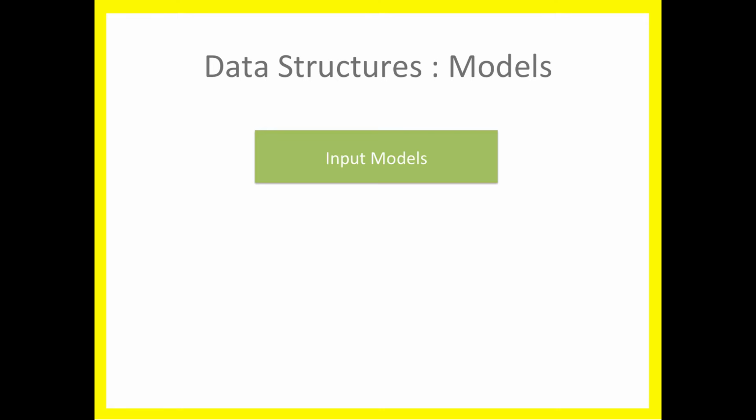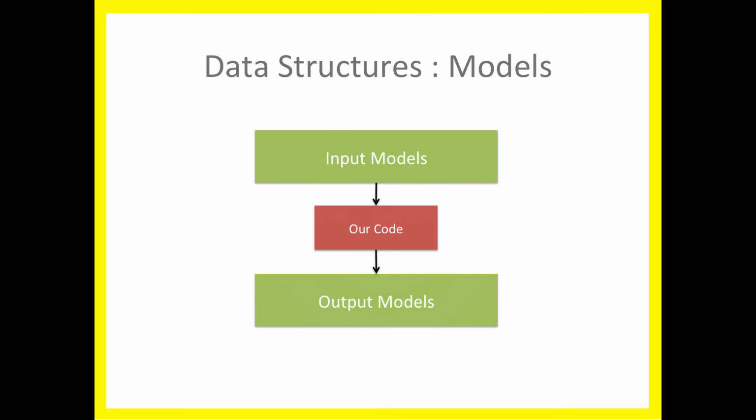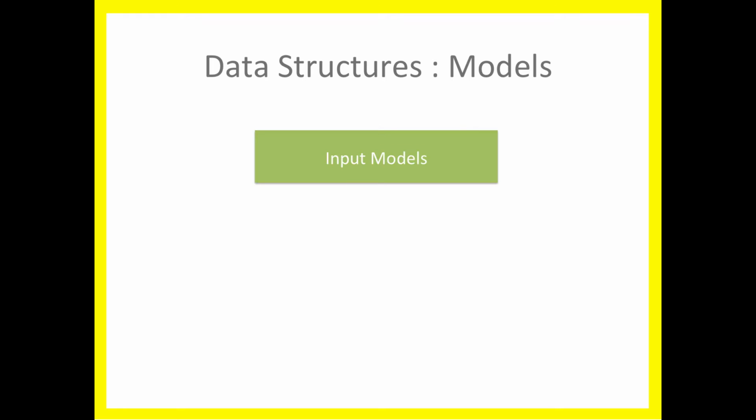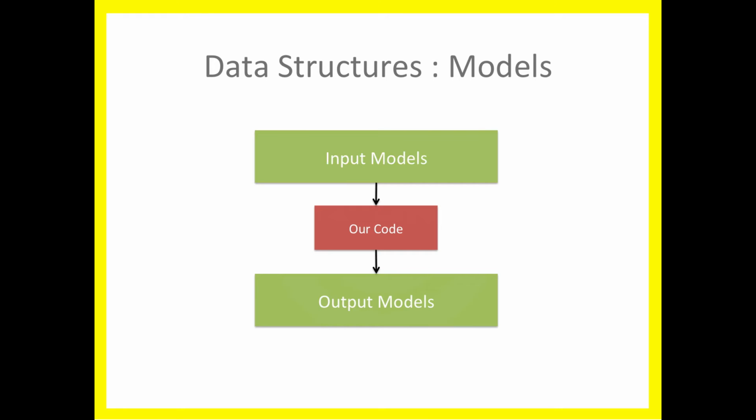Then we actually execute some code. So in the OO world, this is functions, in the functional world as well. But in OO, we execute functions, which is our code. I'm going to call this here. So we have our input model, our input state, and then we have our code, and then we have output models, which ties back to what we were talking about with the car. So we've got idle, accelerate, driving. Then in the application, we've got input models, then we've got our code, and then we've got output models.